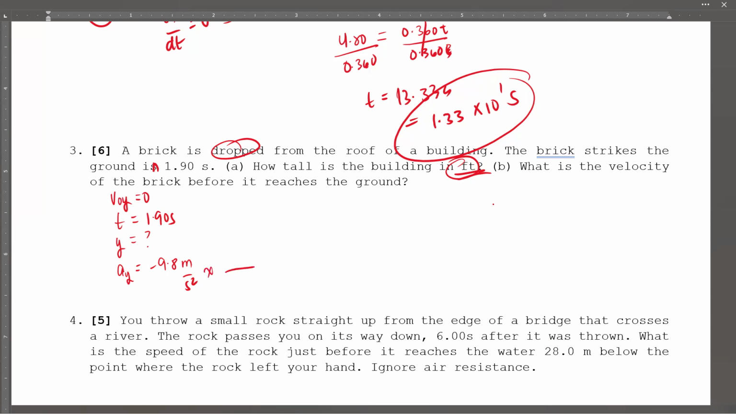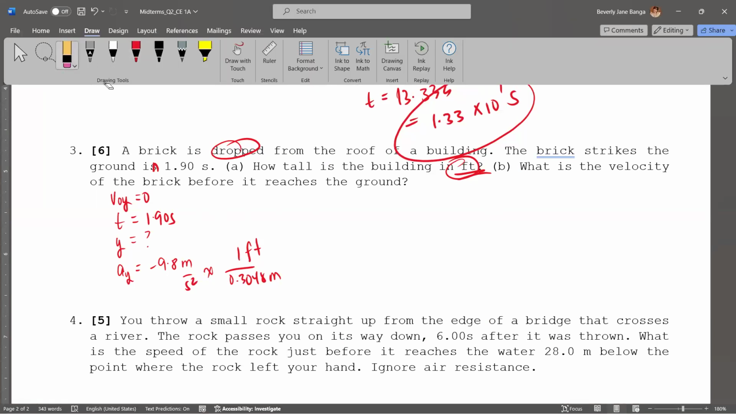So, this is basically 0.3048 meter to 1 foot. Yeah, or pwede namang mamaya ko na lang pala i-convert para di ako nahihirapan. Okay, so mamaya na lang.